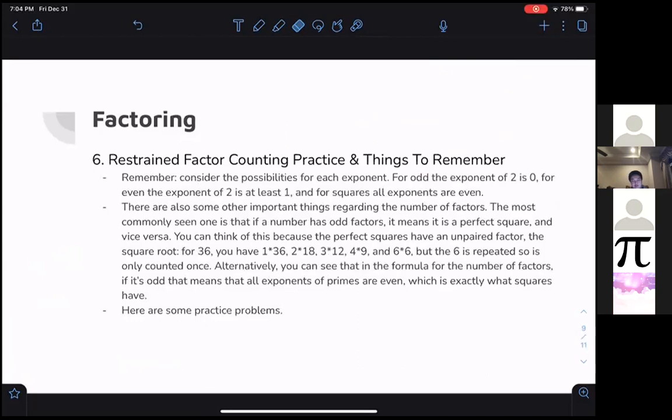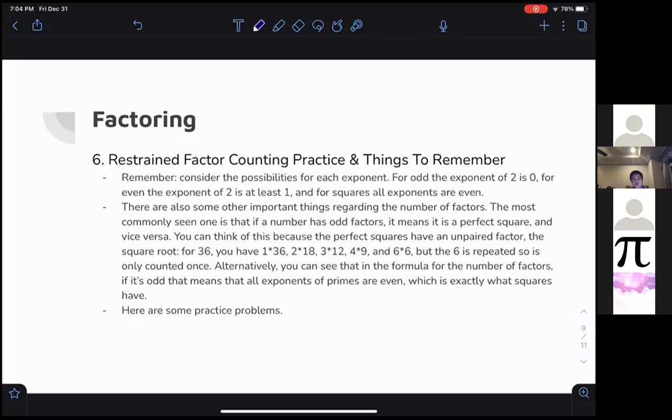Okay, so for restrained factor counting practice, here are things to recall. Remember to consider the possibilities for each exponent. For odd, the exponent of 2 is 0. For even, the exponent of 2 is at least 1. And for squares, all exponents are even. And really, you should be able to easily generalize this to other numbers too.